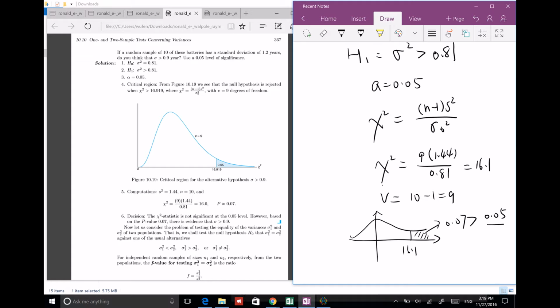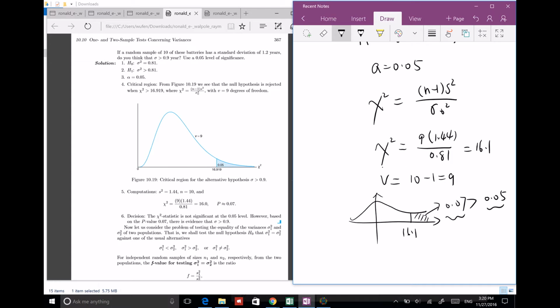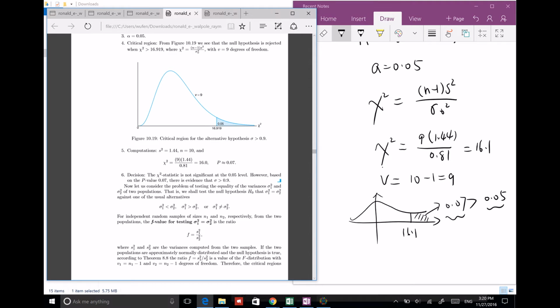Okay, but it's still considered very small. And it says reject the null hypothesis, but it's really close to 0.05. Okay, normally, if it's bigger than the significance level, then we will not reject the null hypothesis. So let me continue to read the problem.